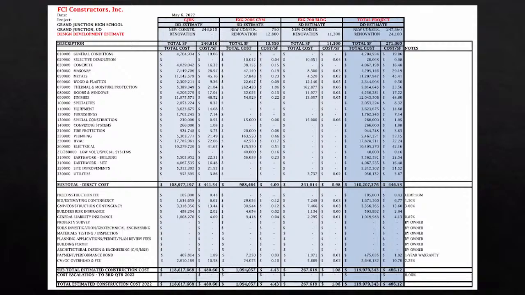You'll see the summary page is broken up into three columns, well, four with a total, but three main columns. The main building and site work, that's the main building. That's got all the associated site work, building demo, utilities, the whole nine yards. And then the other two columns, one is for the existing box gym, and the other column is the 700 building.